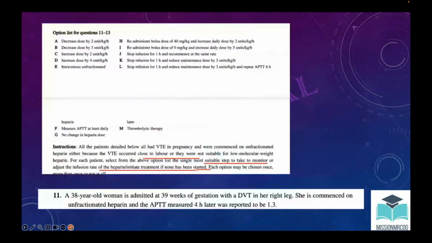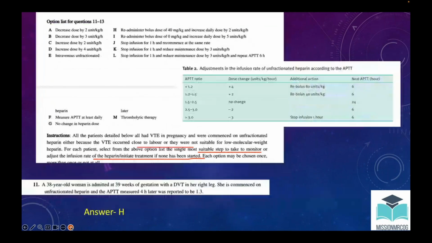So the patient has got a DVT in the right leg. She was given UFH. 4 hours later, her APTT is 1.3. Option H. Yes, option H. So here comes the 1.3, second row. So the dose is increased by 2 plus, rebolus of 40, and next APTT in 6 hours. So this is answer H.